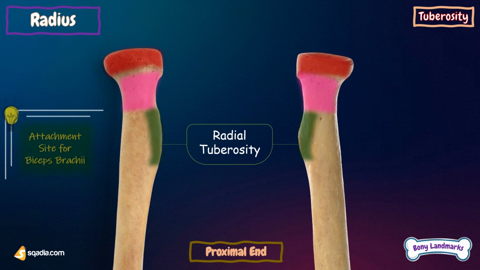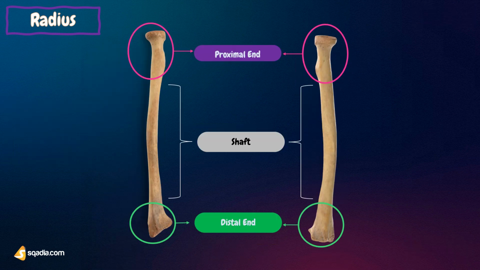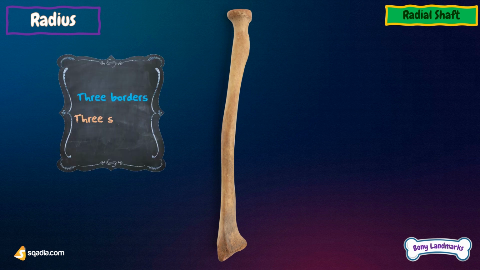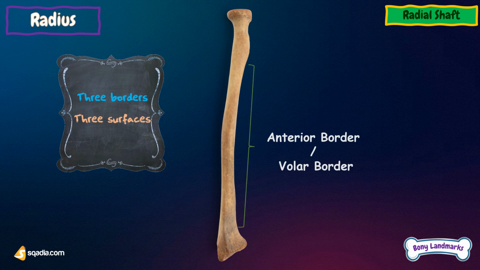As for the radial shaft, it expands in diameter as it moves distally. It is thickest where it meets the interosseous membrane. This is one of the distinguishing points of identifying the radius from the ulna. Much like the ulnar bone, it is triangular in shape, with 3 borders and 3 surfaces. Let's talk about the borders first.